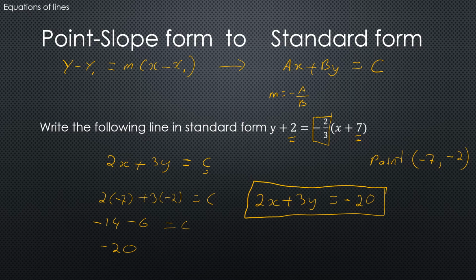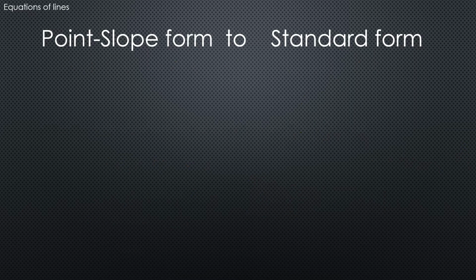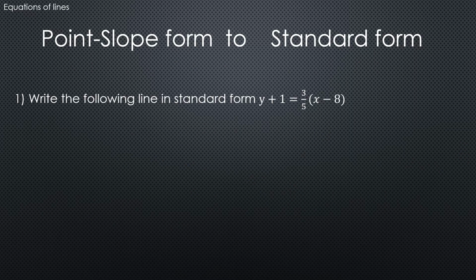Okay, now let's look at some more examples. First one, we have y plus 1 equals 3/5 times x minus 8. The slope is already given here, so we know we're going to have a minus. But let's get the point. The point here, we get the x first, so the point is going to be 8, -1. Let's keep that in mind.